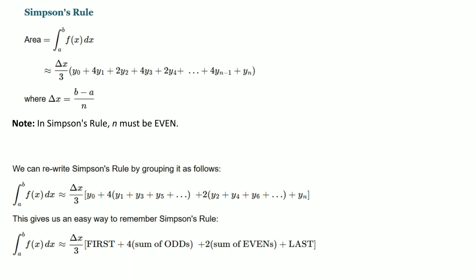Why 1/3 rule? Because you can see the delta x is multiplied by 1 by 3, therefore it is known as Simpson's 1/3 rule. And one thing you have to remember about Simpson's 1/3 rule is that n, the number of steps, should be an even number. Then only can we apply this rule. Likewise the trapezoidal rule can be applied for even or odd n, but Simpson's 1/3 rule should be applied for even numbers only.